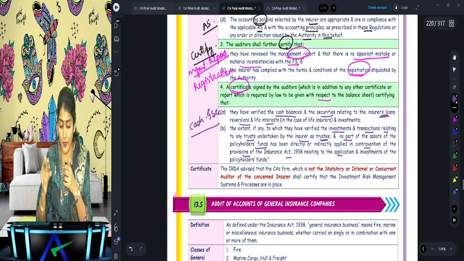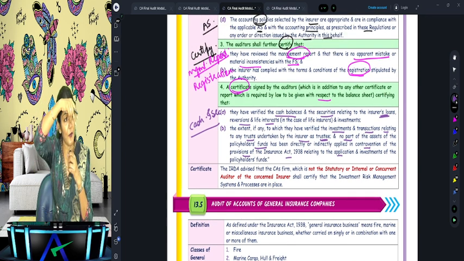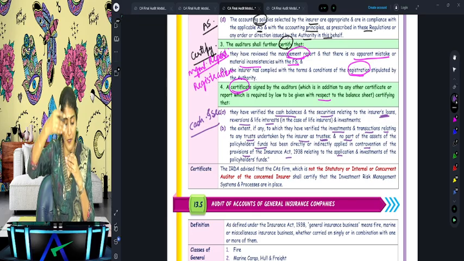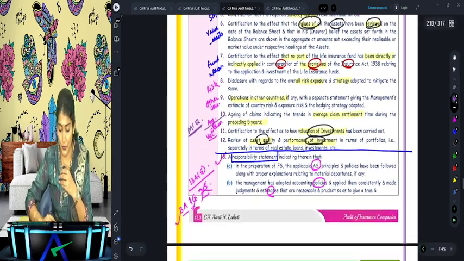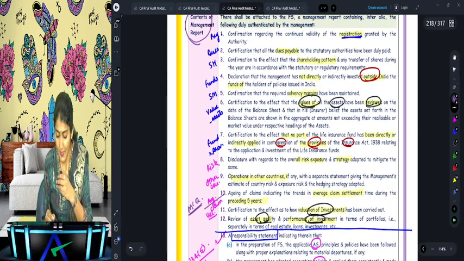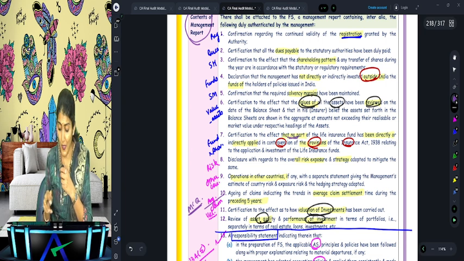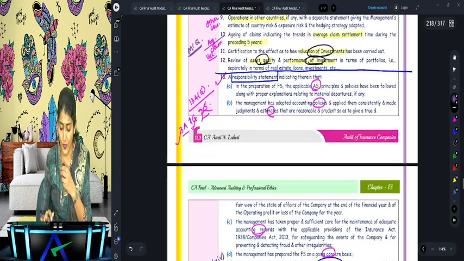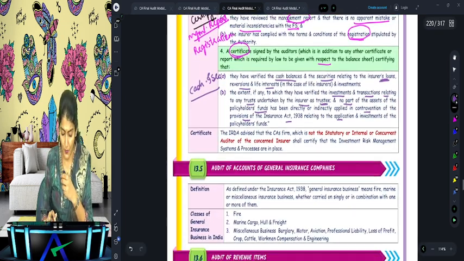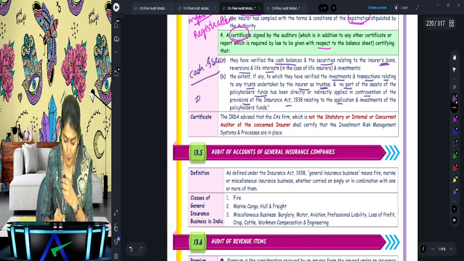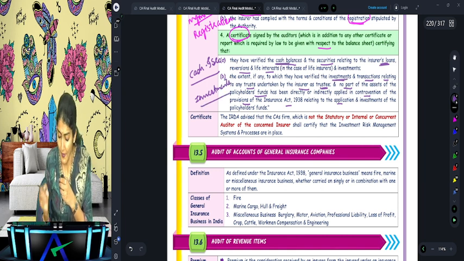So this point, was it also there in the contents of the management report? Okay, they have not invested the policyholder funds in contravention of the provisions of the Act. You remember that, right? Point number 7: no part of the policyholders fund has been invested in contravention of the provisions of the Insurance Act, right? So here, what does it say? The investment of the policyholders fund. So they verified the cash and investments, and they've also verified the investments, right?